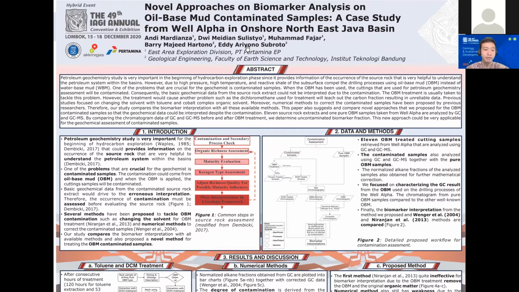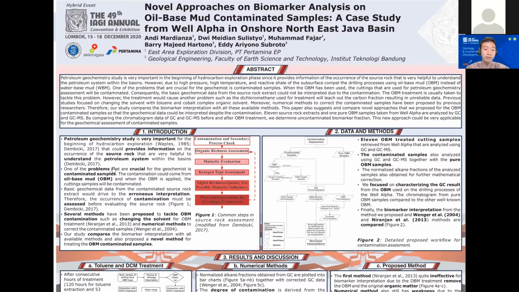Petroleum geochemistry study is very important at the beginning of hydrocarbon exploration, since it can enhance the success rate of exploration up to 64% according to Webels 1985. Petroleum geochemistry can also provide information on the occurrence of source rock, a very important element in the petroleum system that is very helpful to understand the petroleum system within the basins.